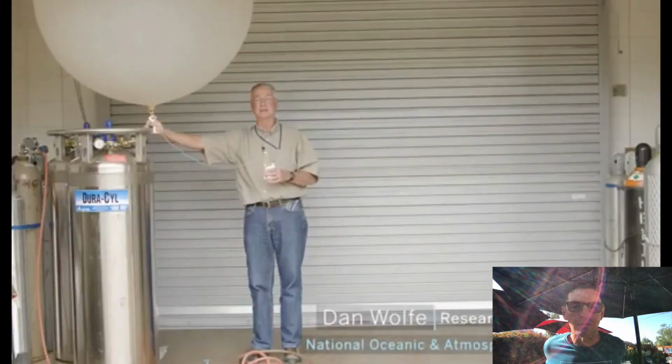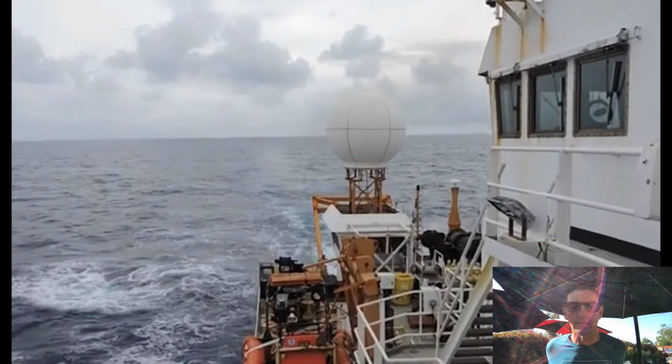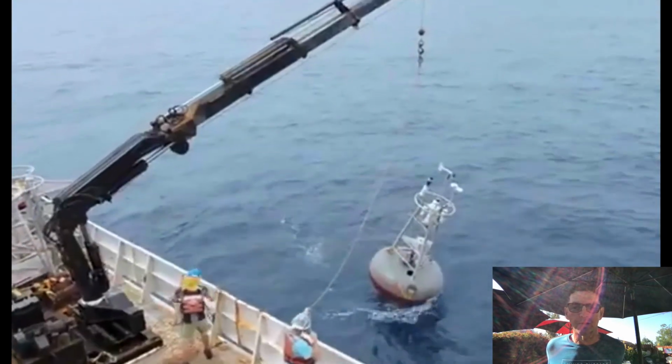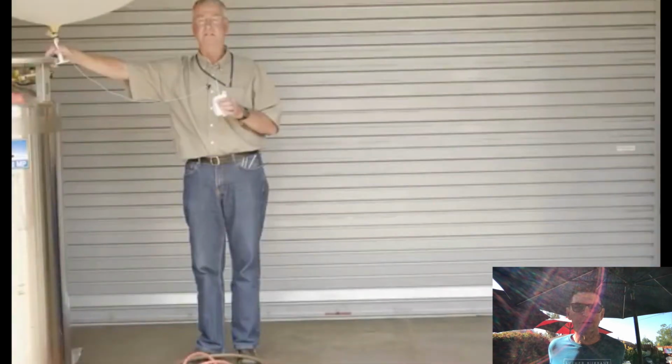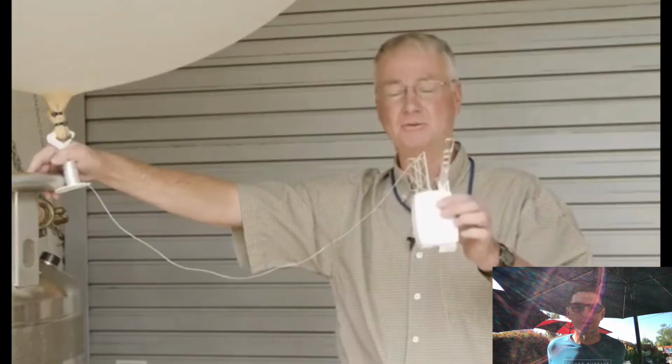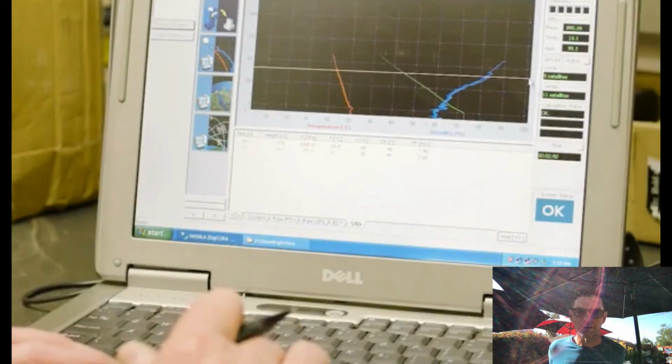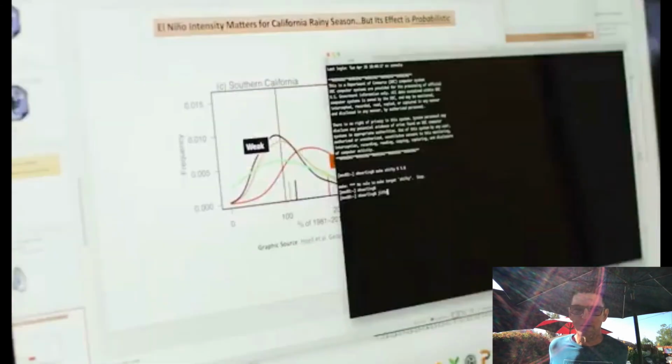My name is Dan Wolf. I'm a research meteorologist, and I was part of the El Nino Rapid Response Project. The ship traveled from Hawaii to the equator, collecting ocean temperature and also releasing weather balloons as we went. The data are transmitted real-time back to a computer on the ship where we can watch it. Then we can send it back to Boulder where modelers use it to help better understand the weather and El Nino.